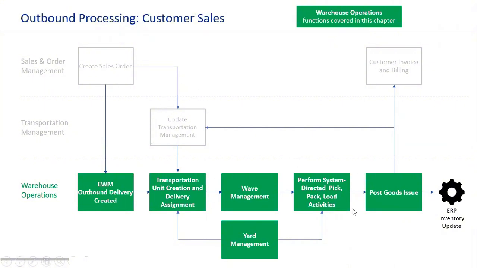So just a brief overview of the flow there for outbound. You've got your outbound delivery created and then the transportation unit creation and delivery assigned. And then when it arrives, you've got your yard management in the middle, so you're checking in, checking out, adding to the doors. For this, you've got some wave management and then perform system-directed pick, pack, load activities. And finally would be the post goods issue.